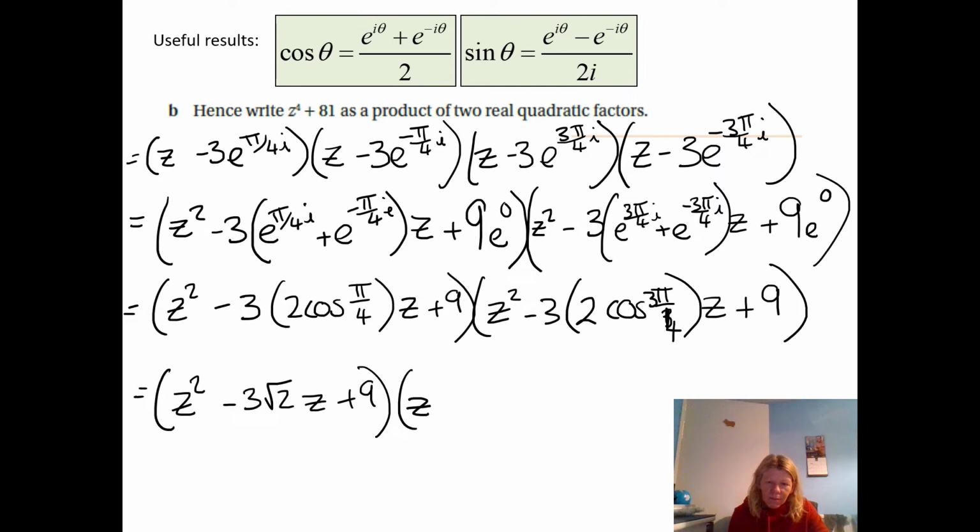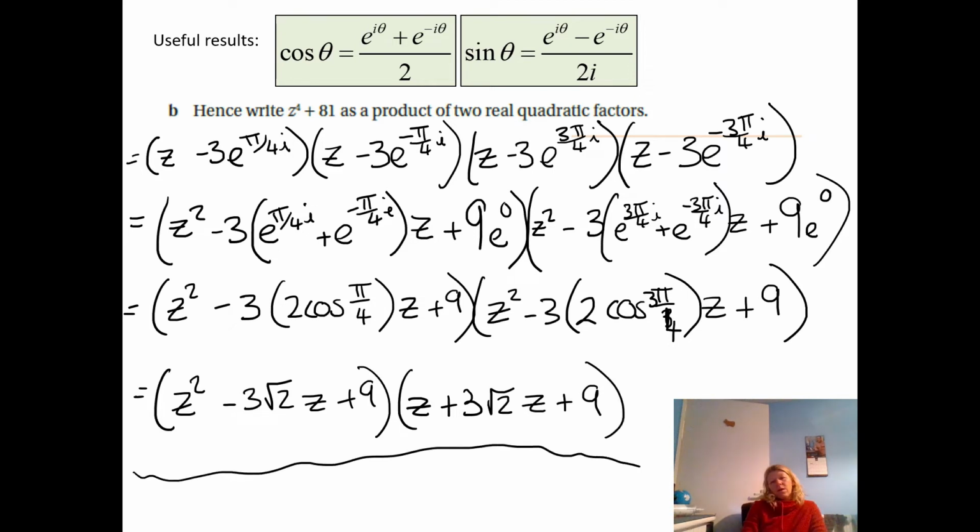And with this one, there's a minus √2/2. So that ends up making that plus √2z, and then plus 9, and then you're back to what we had before. I think that's worth noting somewhere. If you want to pause the video and note it down, it just doesn't fit on your sheet.